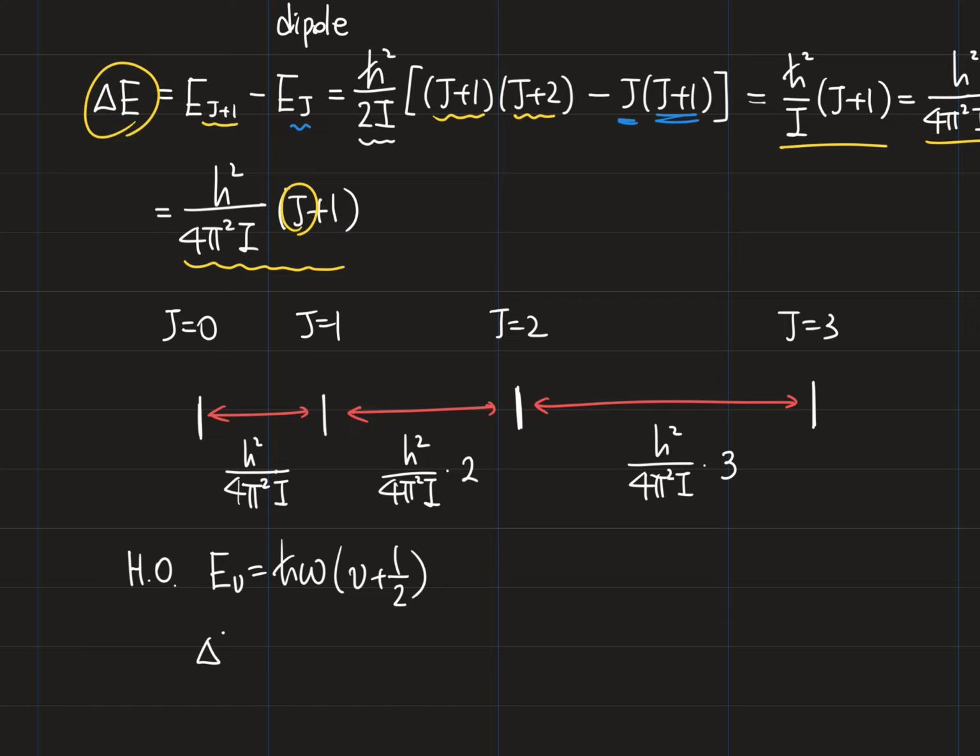So that means the energy difference between the adjacent levels should be given as h bar omega. So the energy levels are constant, right? From 0 to 1, 1 to 2, 2 to 3, the energy level difference is always constant. But what about the rotational motion? The energy level gets larger and larger.